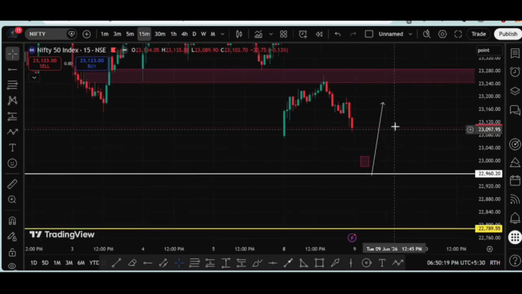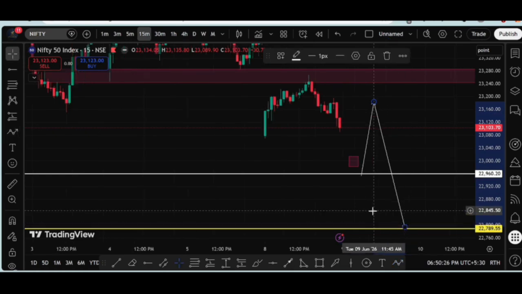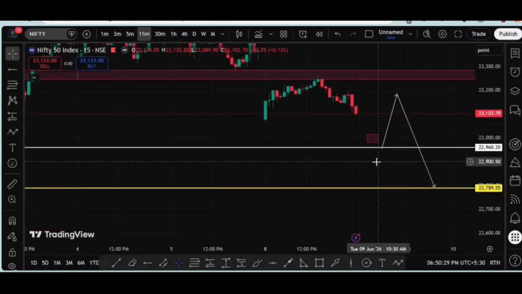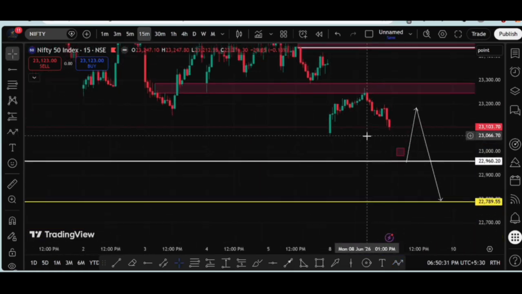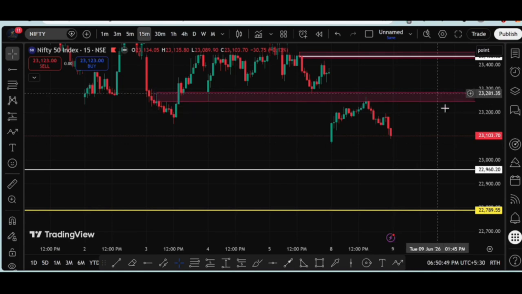And again, after taking this order block, market will fall again, because total structure is downtrend, lower highs, lower lows. So we always see selling side big targets and buying side small targets. I hope you understand whatever I explained till now. Okay.